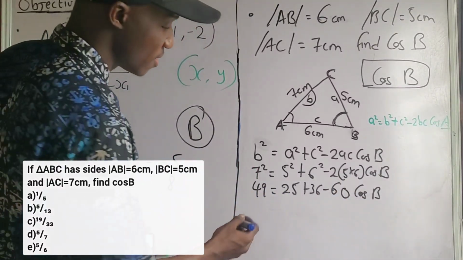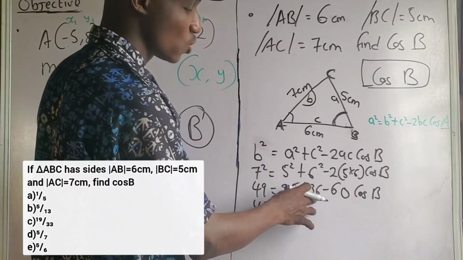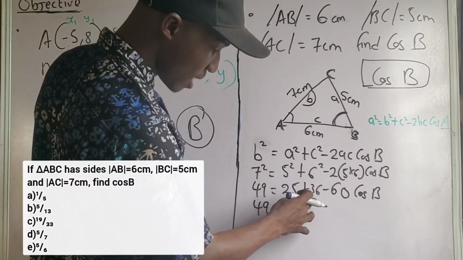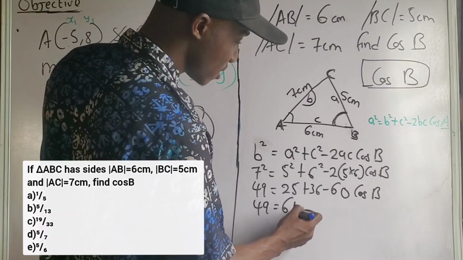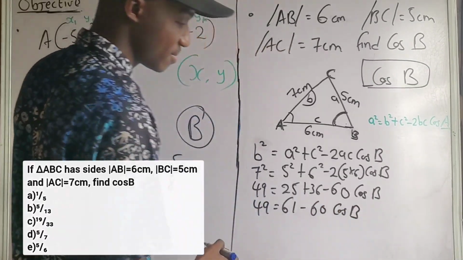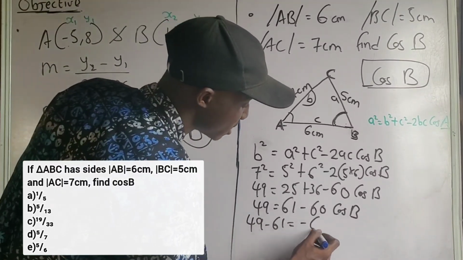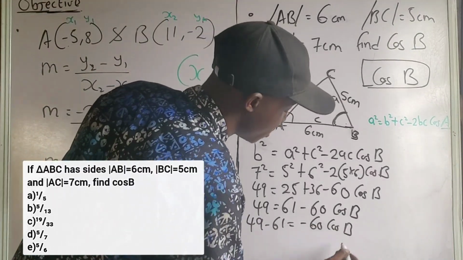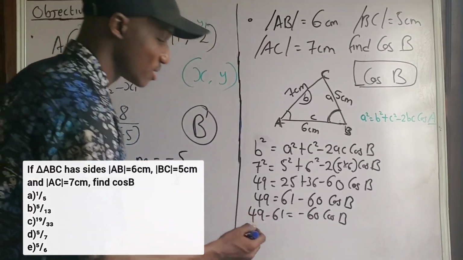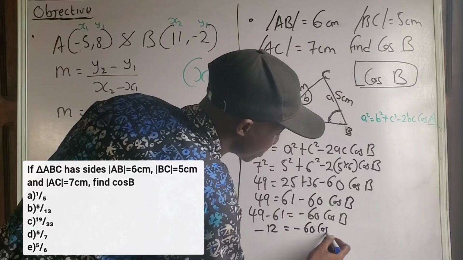From this point, 49 equals 25 plus 36. That is what? 61, you know? 61 minus 60 cos B, okay? 49 minus 61 equals minus 60 cos B. 49 minus 61, that is what? Minus 12. Minus 12 equals minus 60 cos B.